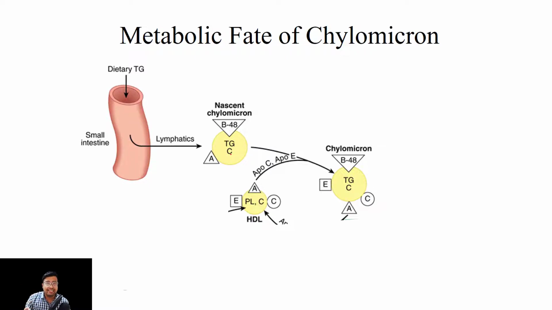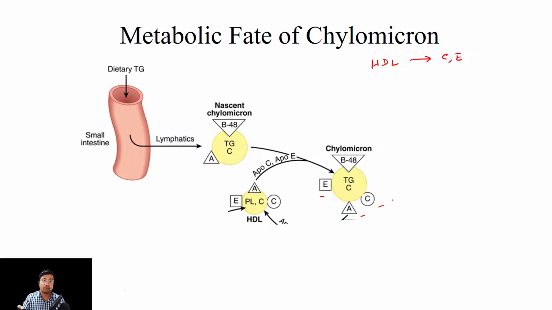In the next step, this nascent chylomicron collects ApoC and ApoE from HDL. This is a common formula which we will apply. Mind it, HDL donates ApoC and ApoE. You can consider HDL, or high density lipoprotein, as a universal donor of ApoC and ApoE. Okay, so in that process, what happens? The nascent chylomicron is converted to mature chylomicron. So now it is having B48, it's having ApoE, it's having ApoA, it's having ApoC, right?